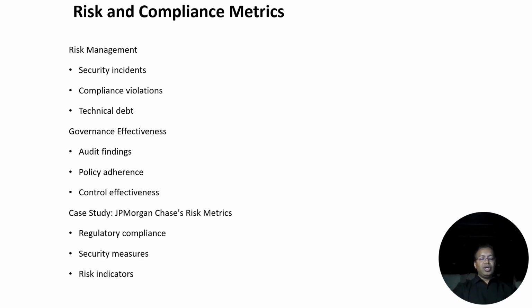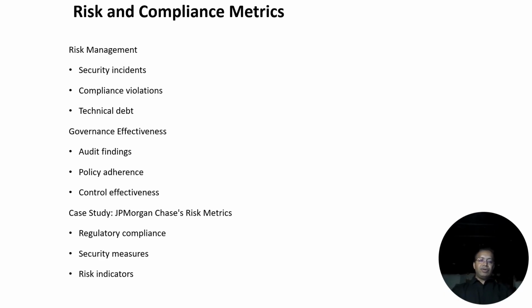Compliance violations. Agile leaders have to be on top of their game to make sure there are no compliance violations. Technical debt: there should not be a shortfall in technical knowledge and technical competence within employees or within organizational systems. Risk and compliance metrics also include governance effectiveness. Having a periodic audit is the responsibility of a leader, making sure auditing of processes, auditing of results, from time to time is done. Policy adherence is made sure that everybody adheres to the policy. Control effectiveness is in place, and risk is mitigated as much as possible while doing control effectiveness as well.